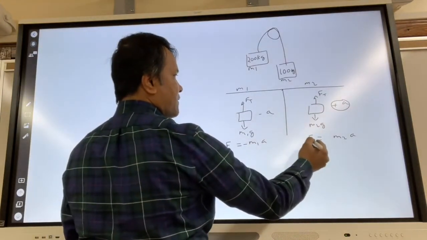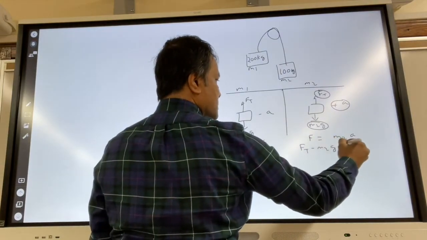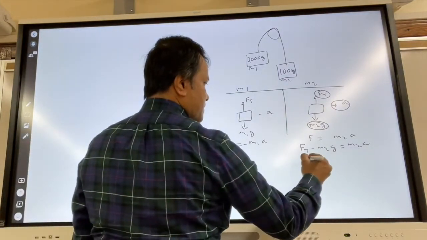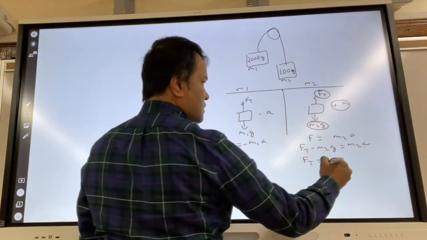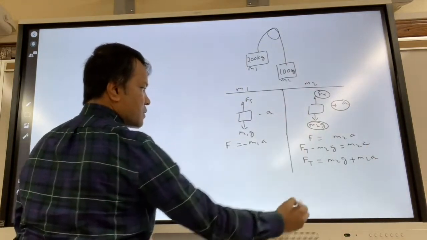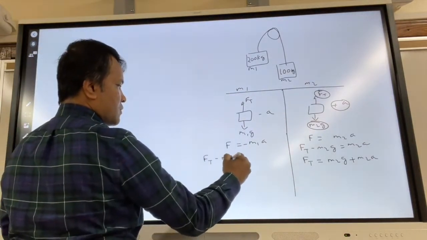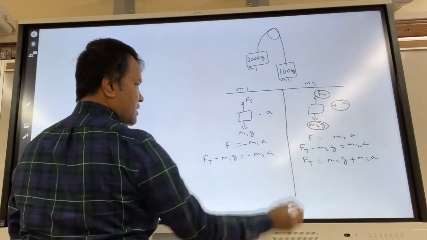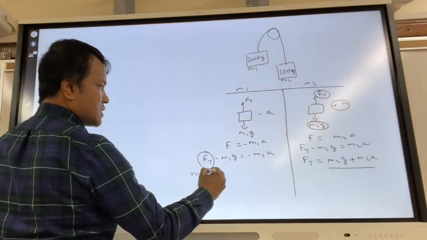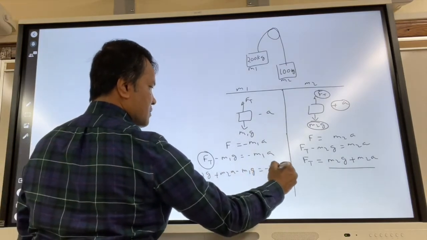So what are the F? Fg minus m2g is equal to m2a. So Fg is equal to m2g plus m2a. For this one, what are the F? Fg minus m1g is equal to minus m1a. I'm going to replace this Fg by this. So m2g plus m2a minus m1g is equal to minus m1a.